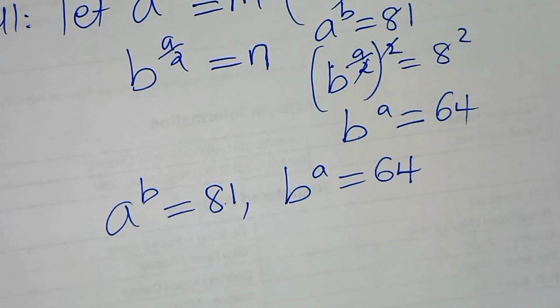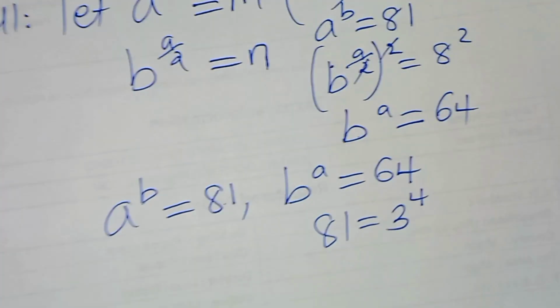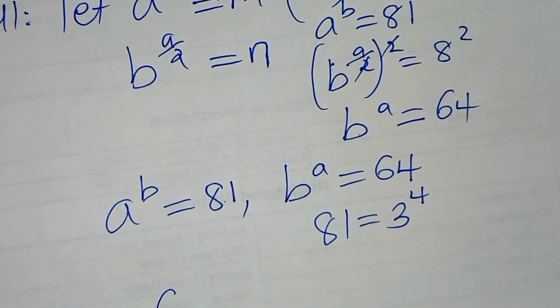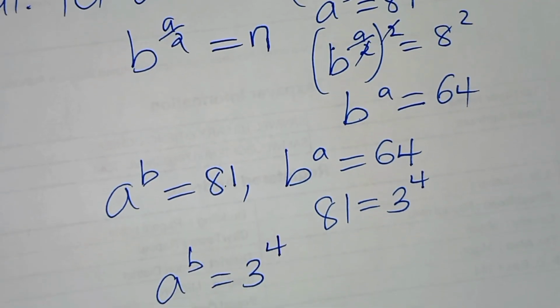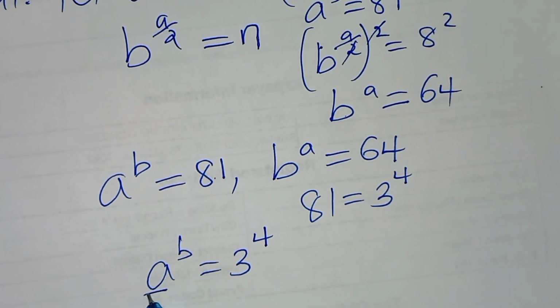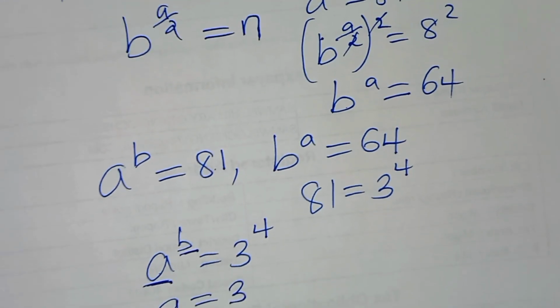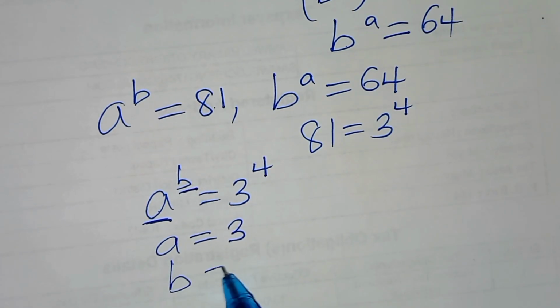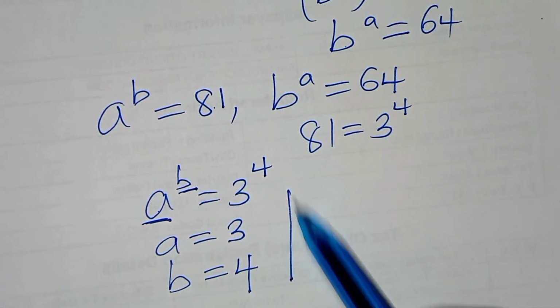We can express 81 as 3 to power 4. So we have that a to power b is equal to 3 to power 4, and this implies that, comparing the bases and the powers, a is equal to 3 and b is equal to 4. Okay, this is now for the first case.